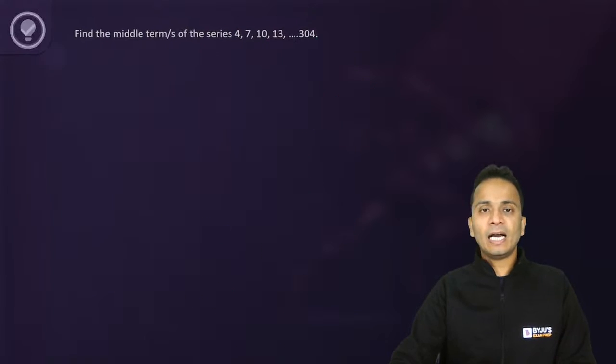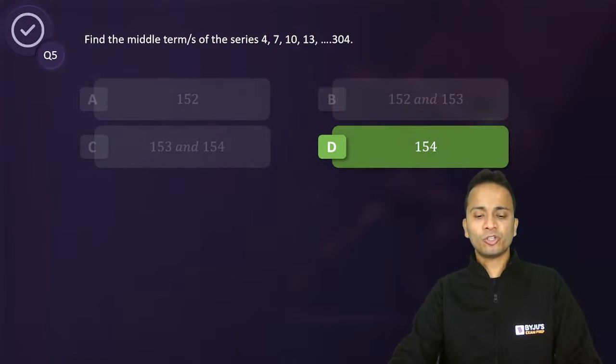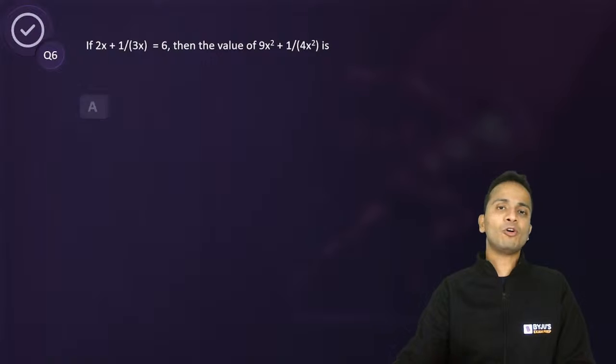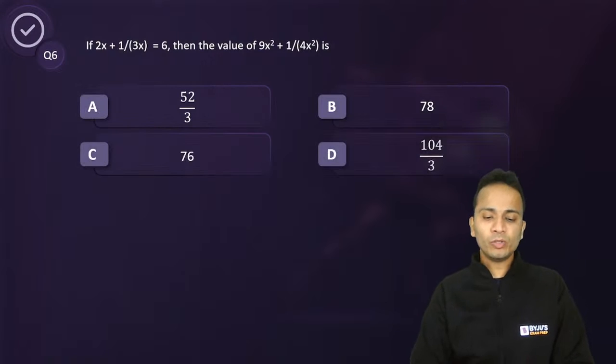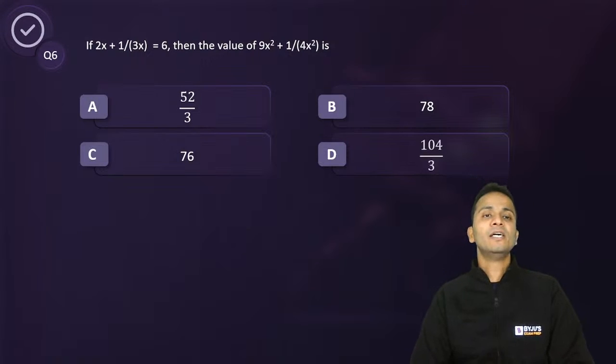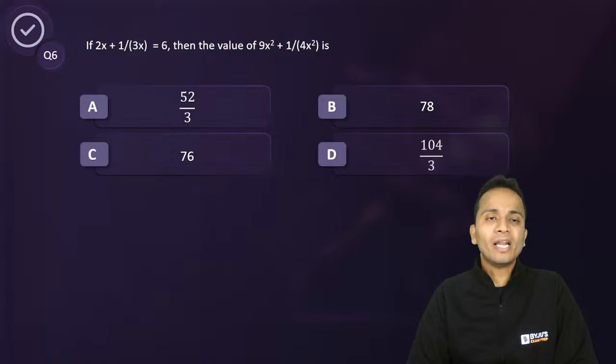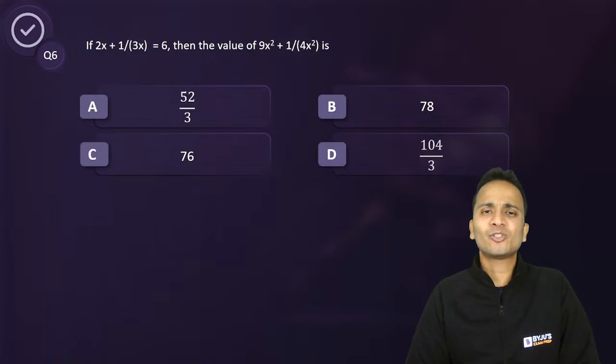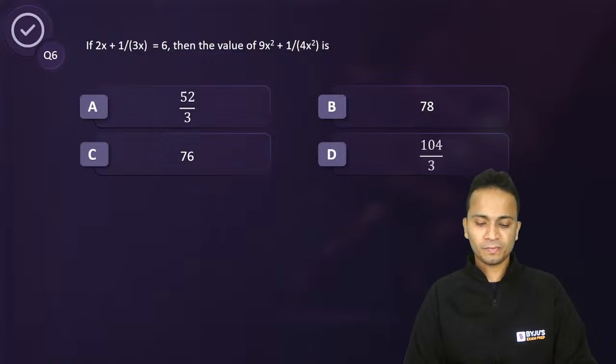Okay, let's move ahead. So the answer for this question was 154, and I have also given you the variation. Let's move on to the next question, question number 6. A fantastic question to do. Question number 6. 2x plus 1 upon 3x is given as 6. We have to find the value of 9x square plus 1 upon 4x square.